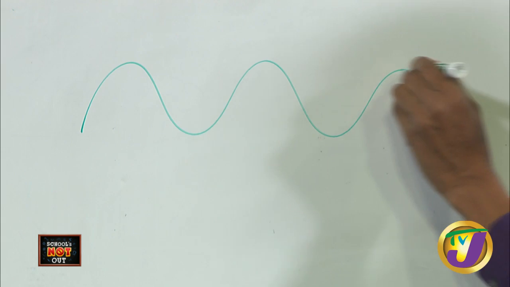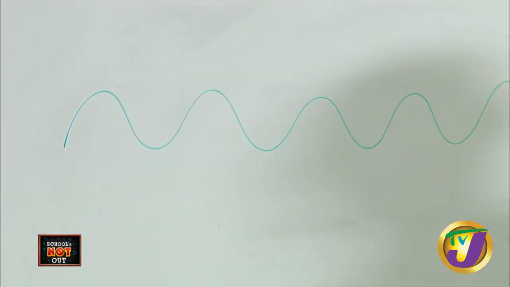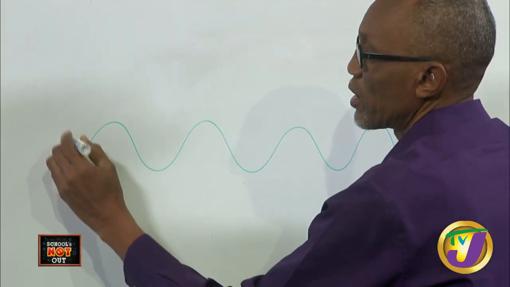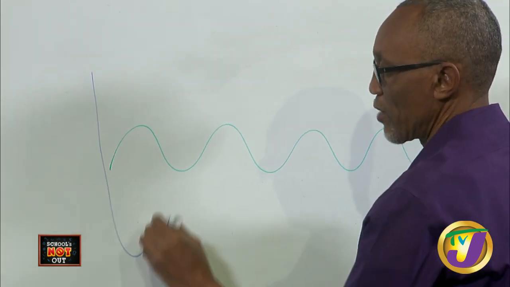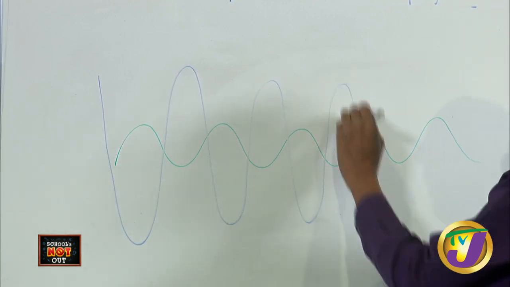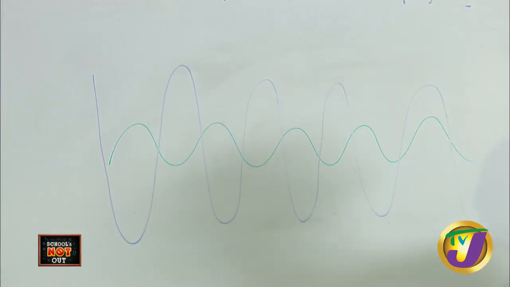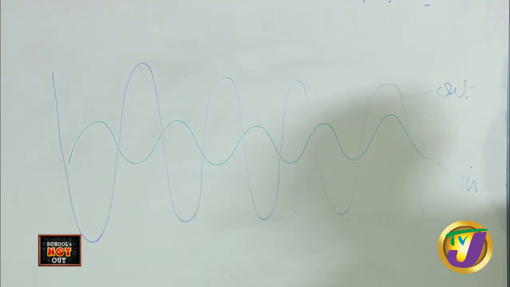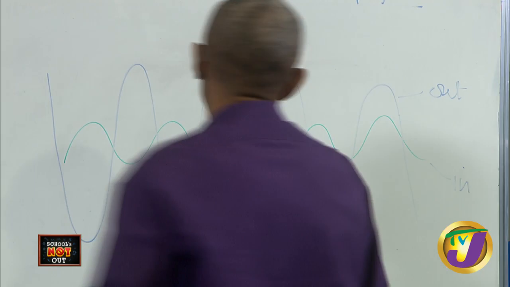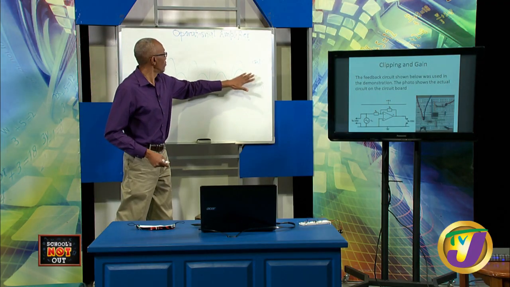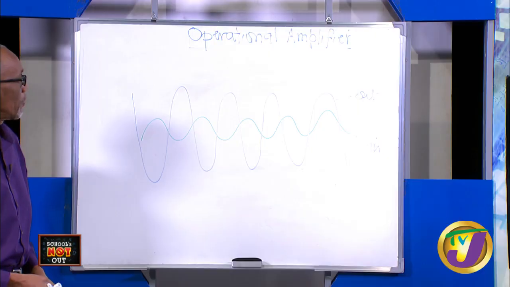So we will have an input alternating voltage, and we will have an output alternating voltage, right? So this is out and this is in. Now, if you notice, the output is amplified from the input.